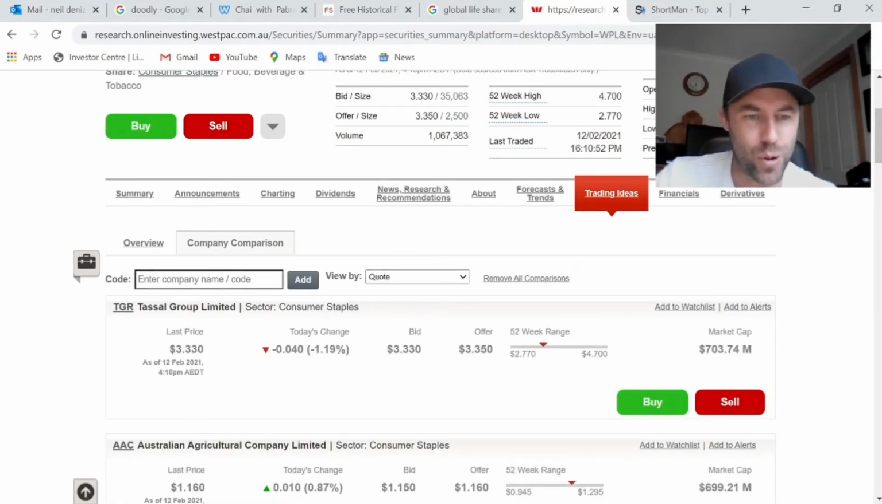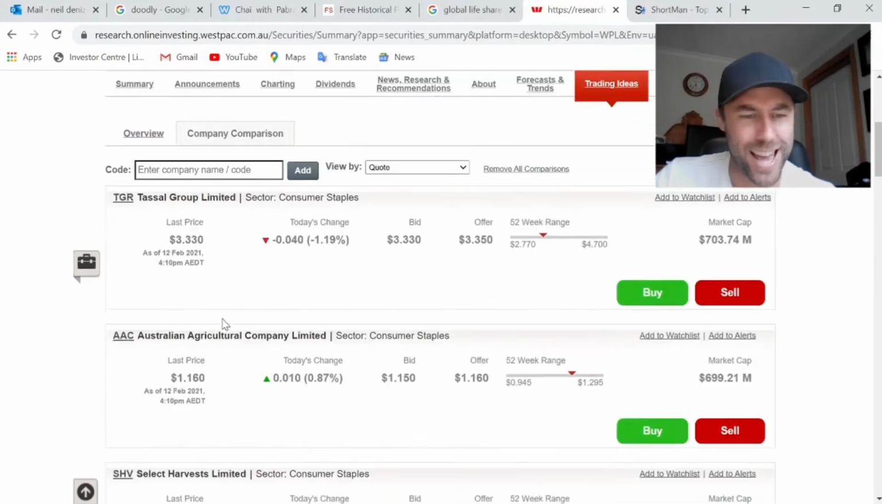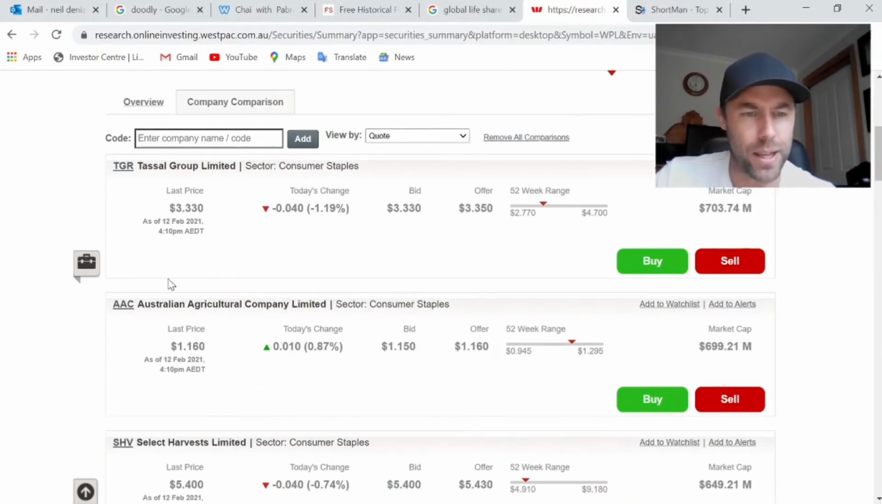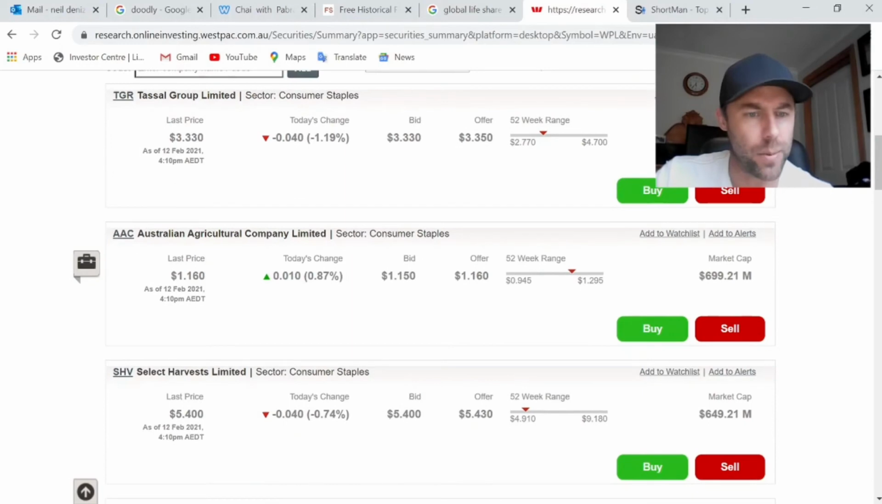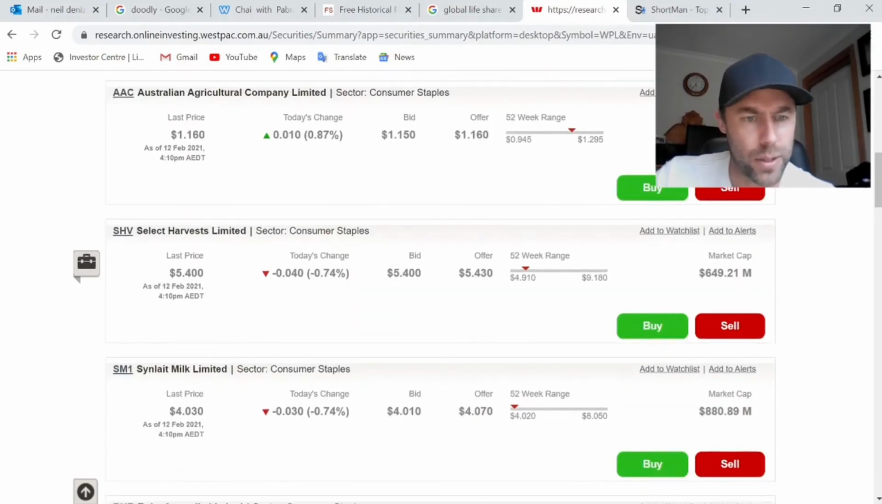So here we have Tassal Group coming at the top of the list, obviously, because that's what we're looking at. And then it compares to similar companies in the sector. We've got Australian Agriculture Company Limited coming in number 2. Select Harvest, which is an almond producer here in Australia, I think one of the biggest in the world, actually, of almonds in the off-season.